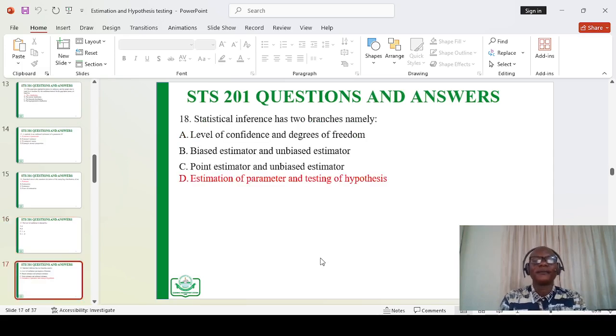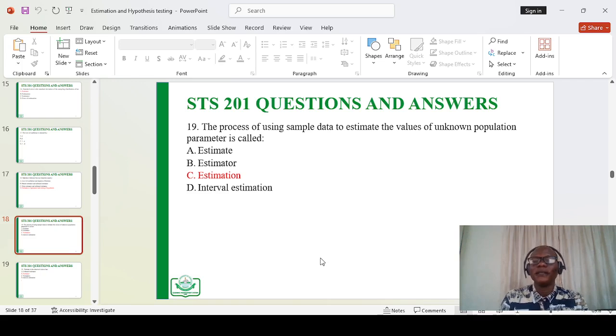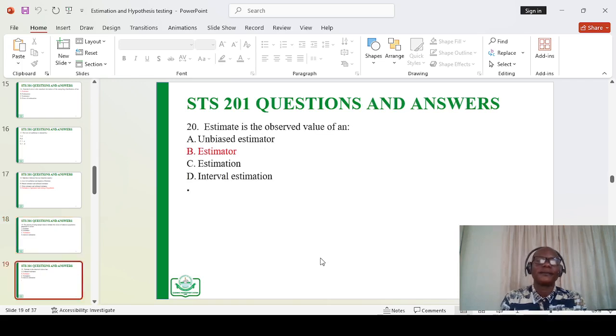That's alpha. Statistical inference has two branches. That is hypothesis testing and estimation of parameters. So D is the correct answer. The process of using sample data to estimate the value of an unknown population parameter is called estimation. So C is the correct answer.